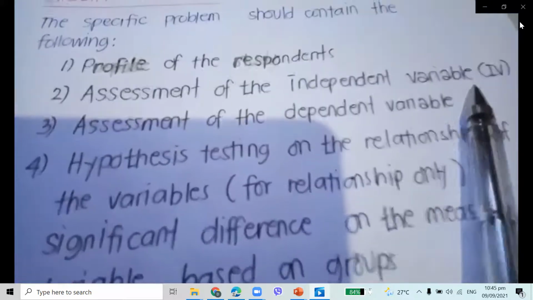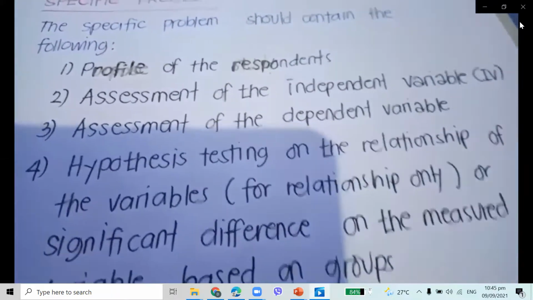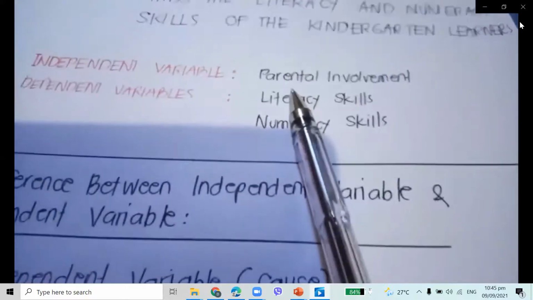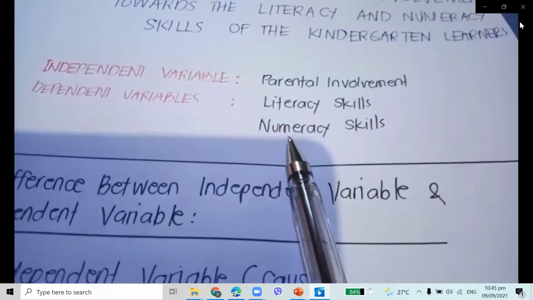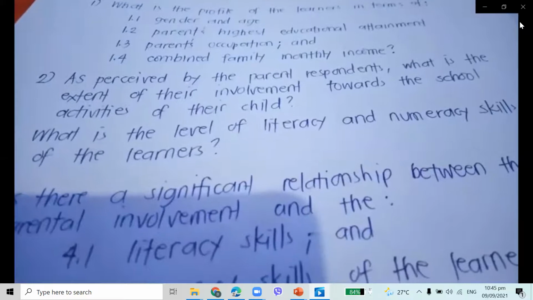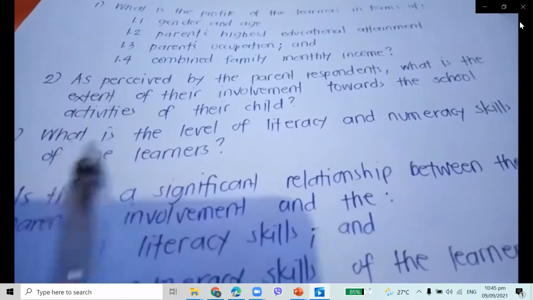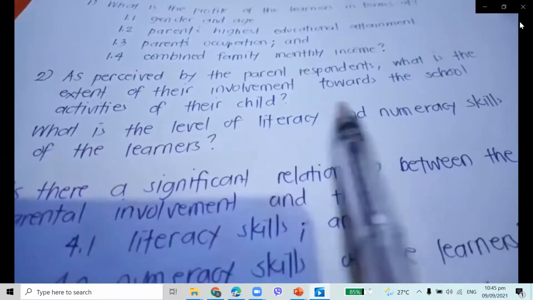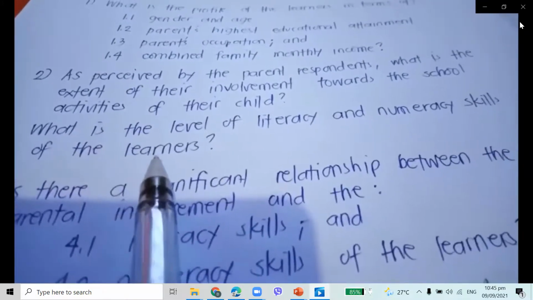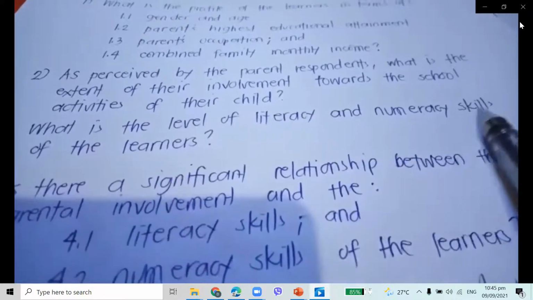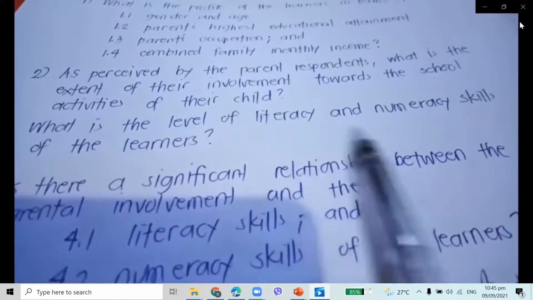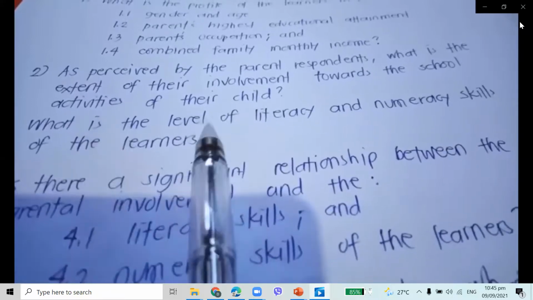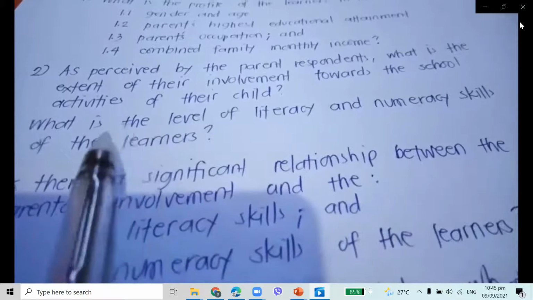variable, we are now able to assess the dependent variable. And take note, our dependent variables in our study would be the literacy skills and numeracy skills of our kindergarten learners. So in assessing the dependent variable, we will do it by asking: what is the level of literacy and numeracy skills of the learners? Again, level of literacy and numeracy skills. These are our dependent variables, and we assess them by asking what is the level of literacy and numeracy skills of the learners.